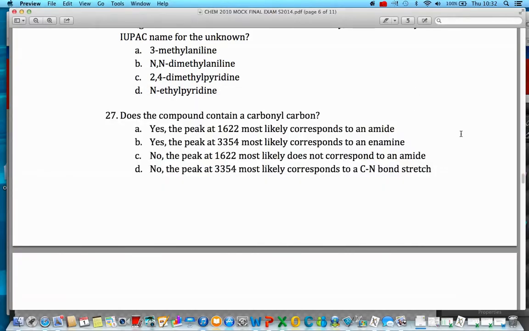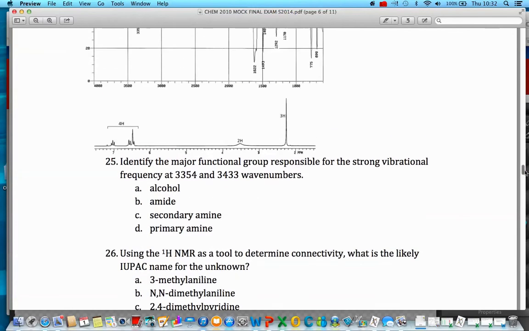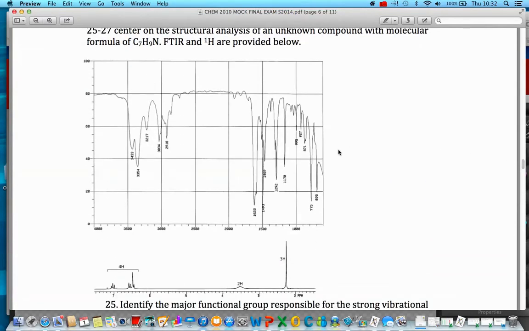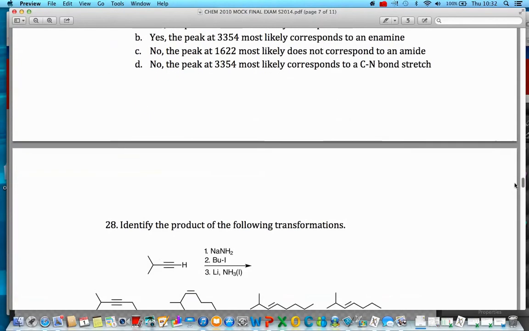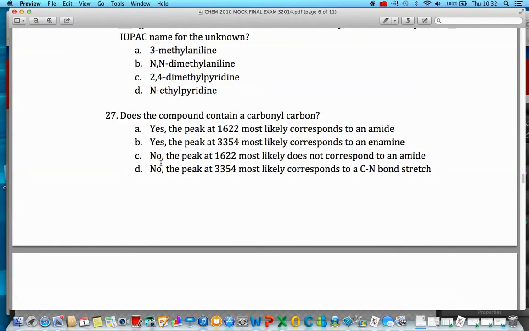Number 27. Does the compound contain a carbonyl carbon? We know the answer is no. And if we look at why it's no, you have 1622. That is out of the carbonyl range. So the best answer would be C. So 27, the best answer is C.